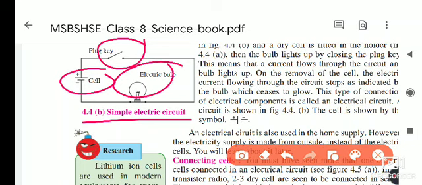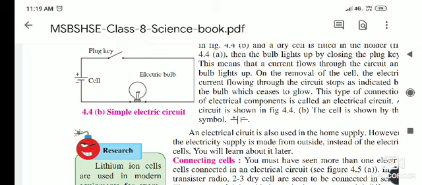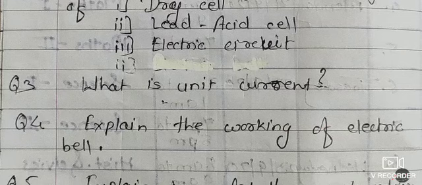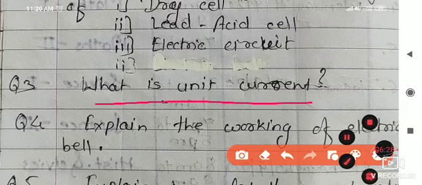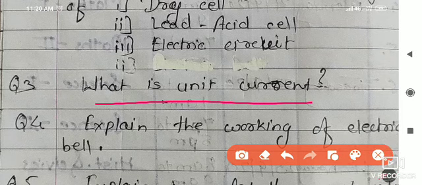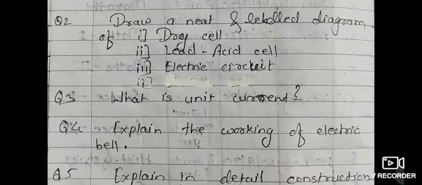Then the next question, that is question number 3, is: what is the unit of current? The units are very important, because whenever we are solving examples, it is important to write the units. Then it carries marks.